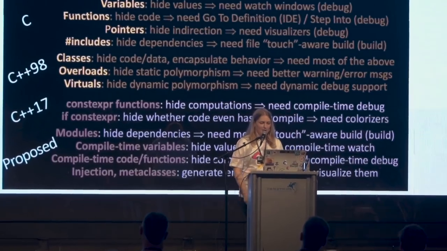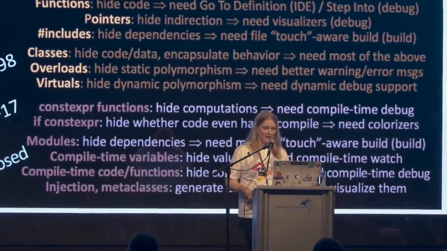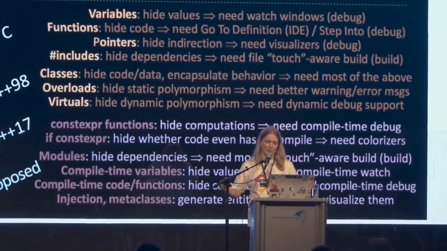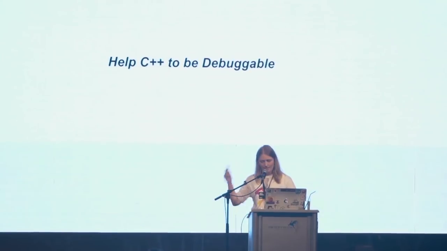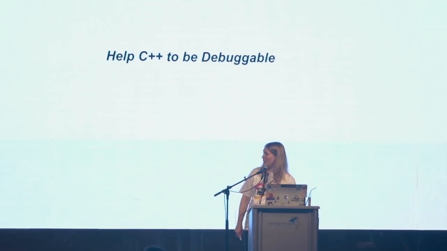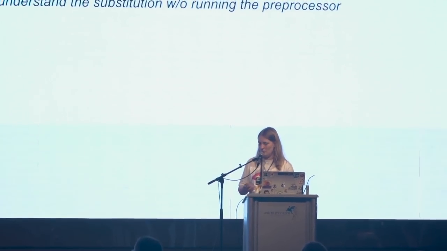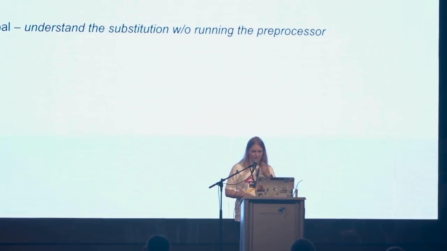And Herb started with this nice slide, which I treat as a feature list. All the features he likes from different standards, with how he would like to debug them. Okay, help C++ to be debuggable. Is it actually possible? Yeah, it is. I would say there are some good tools in the ecosystem which help with at least part of the task. The first one is macro debugging, which is understanding the substitution before running the code, before compiling the code, and even before running the preprocessor step. So we just read it and try to understand.